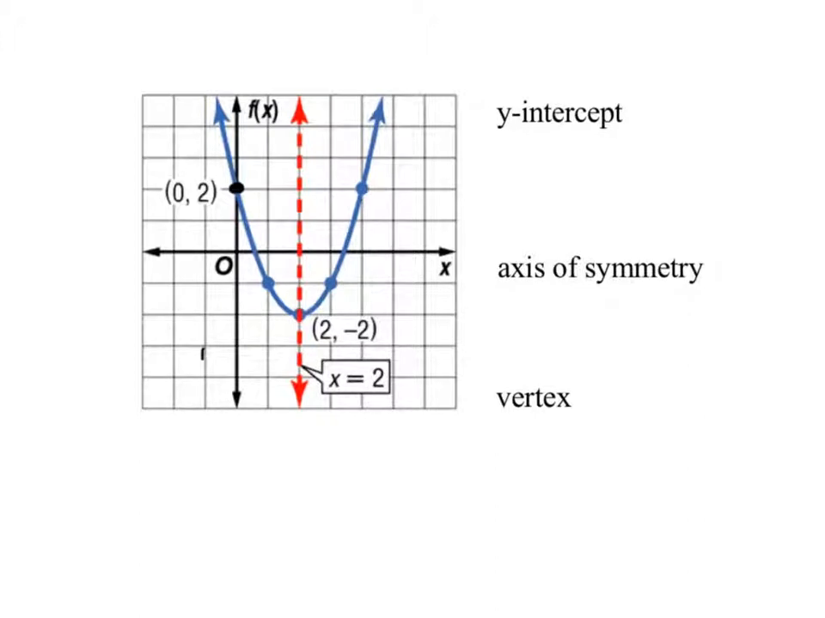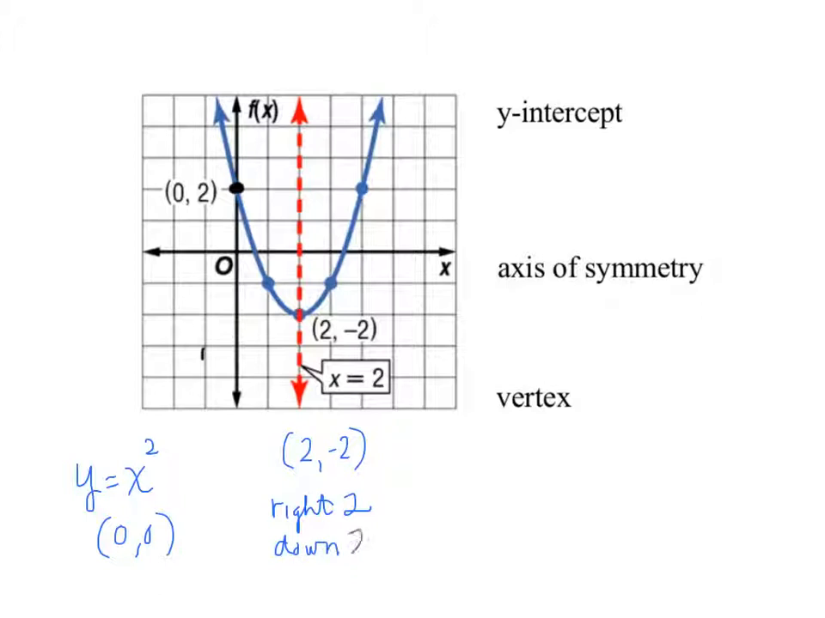Here's another graph of a different parabola. You'll notice that the parabola has been moved from the normal position. You know, the vertex of y equals x squared was at 0, 0. Well, now the vertex is at 2, negative 2, because the graph of x squared has been moved right 2 and down 2 from its original. So you can see that the y-intercept and the vertex are not always the same thing. In fact, the y-intercept on this graph is 0, 2. The axis of symmetry, I'll get to in a second, the vertex is 2, negative 2.